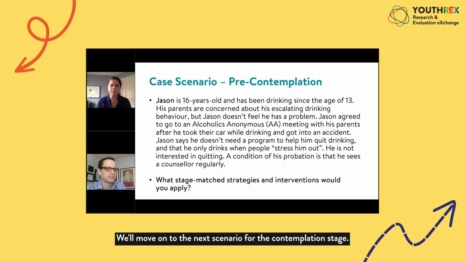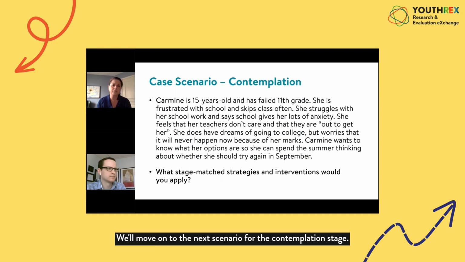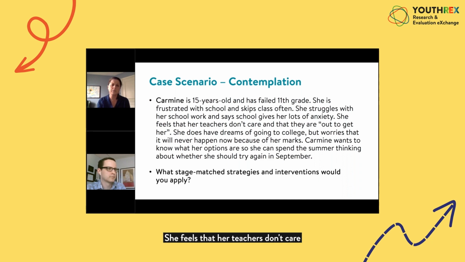Okay, we'll move on to the next scenario for the contemplation stage. So Carmine is 15 years old and has failed 11th grade. She is frustrated with school and skips class often. She struggles with her schoolwork and says that school gives her lots of anxiety. She feels that her teachers don't care and that they are out to get her.